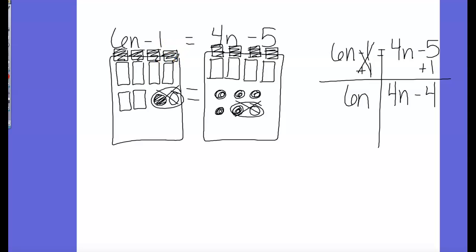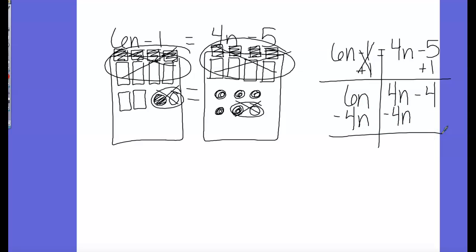So then I get rid of my 0 pairs. So again, I added 4 negatives, X's to both sides, or N's in this case. This made a 0 pair, so I'm left with 4 negatives. And then on the other side, what do you have left? 2 positive X's, right? Or in this case, they're N's.